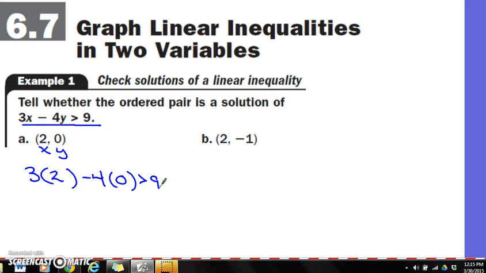Then you do the math. 3 times 2 is 6. 4 times 0, 0 is greater than 9. 6 is greater than 9. You have to ask yourself, is this true? Is 6 bigger than 9? No, it is not. So this is false.